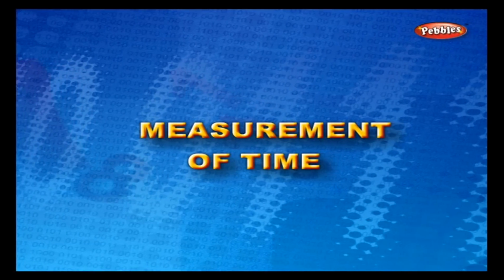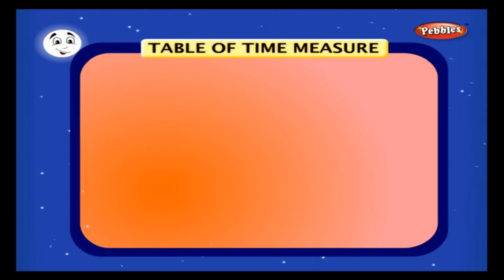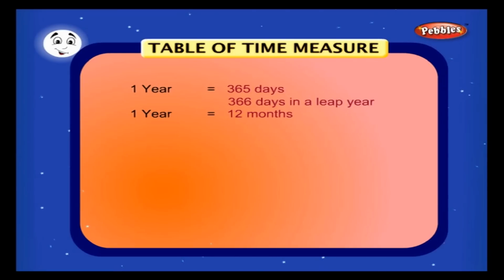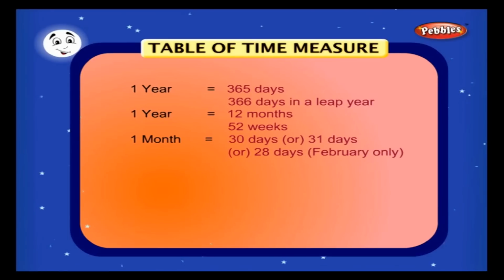Measurement of time. Table of time measure. We have 365 days in a year, but once in 4 years we have 366 days, and that year is called the leap year. In 1 year we have 12 months and 52 weeks. In 1 month we have 30 days in some months, 31 days in some months, and 28 days for February.